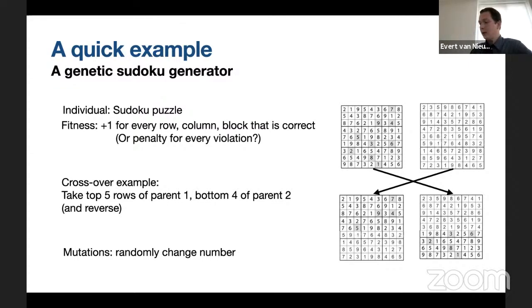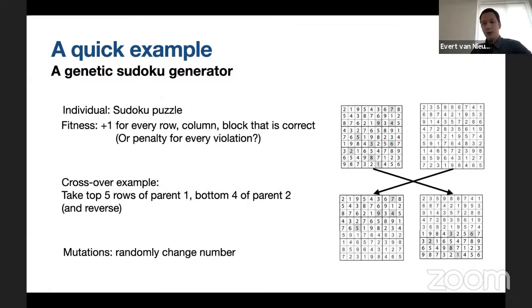Is, for example, I can look at all the, I assume you all know Sudokus, so I'm not going to introduce them. I look at all the rows and columns and the blocks that are satisfied, meaning that numbers 1 through 9 appear in it once, and each of those gives me a +1. Or alternatively, I can, on top of that or instead of that, count how many times I violate one of those rules and then give a penalty.